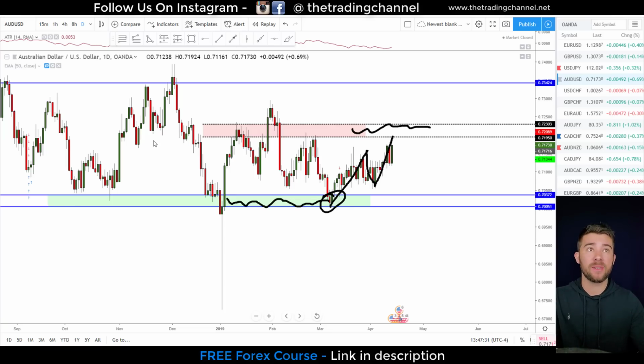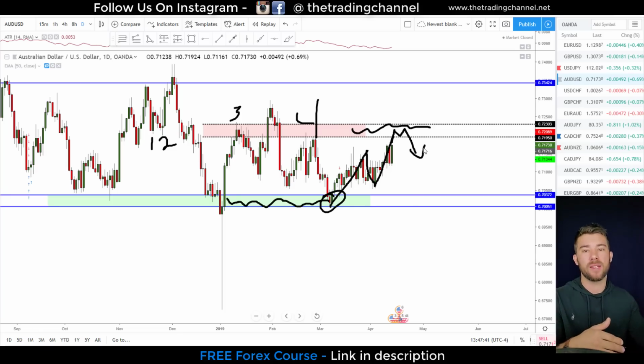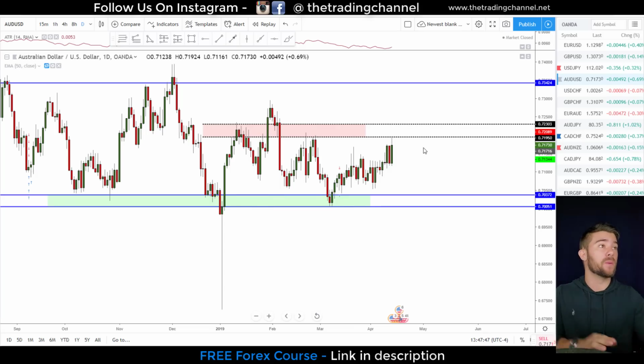Why are we paying attention to this zone? 1, 2, 3, 4 times we've tested this level and reacted from it. So if we get back into this zone, it's definitely a level this week, or this coming week, excuse me, that I'll be paying attention to for shorting opportunities on the Aussie dollar. That's what I'm looking at on this currency pair.